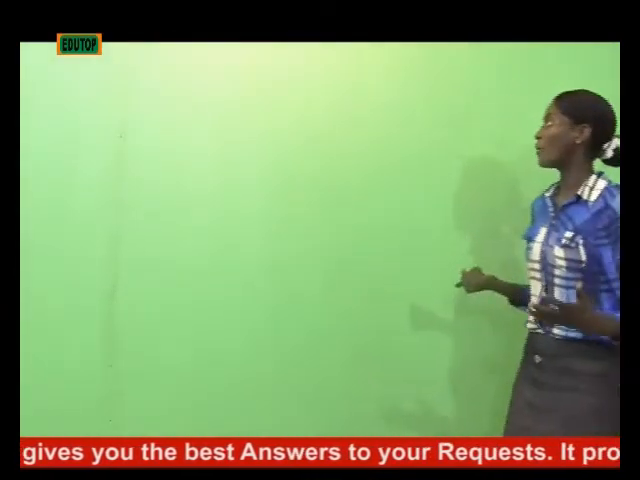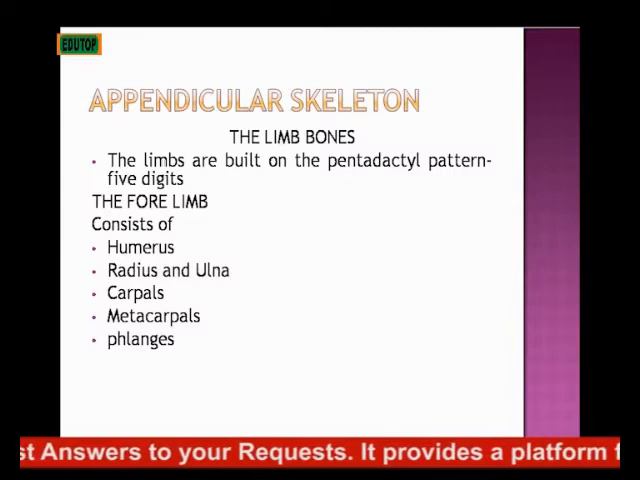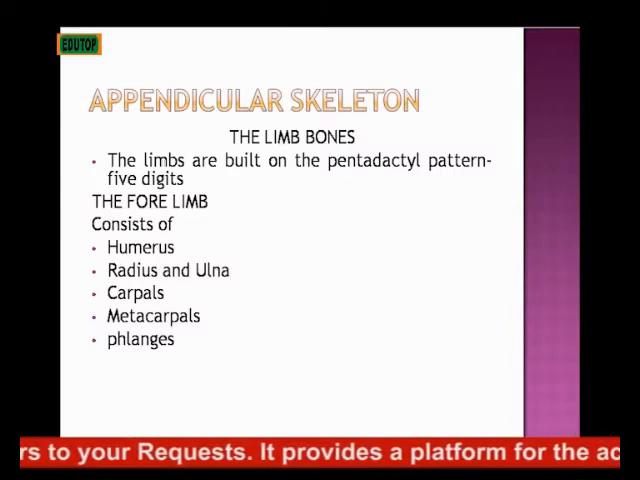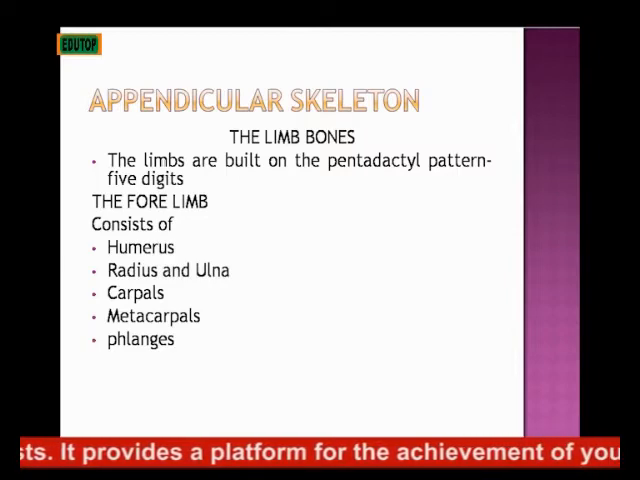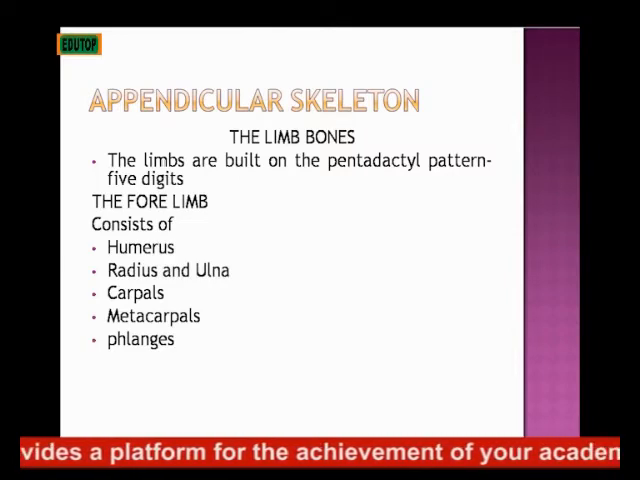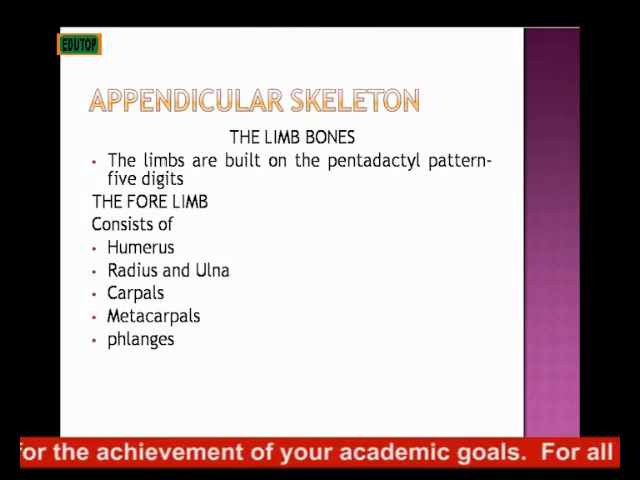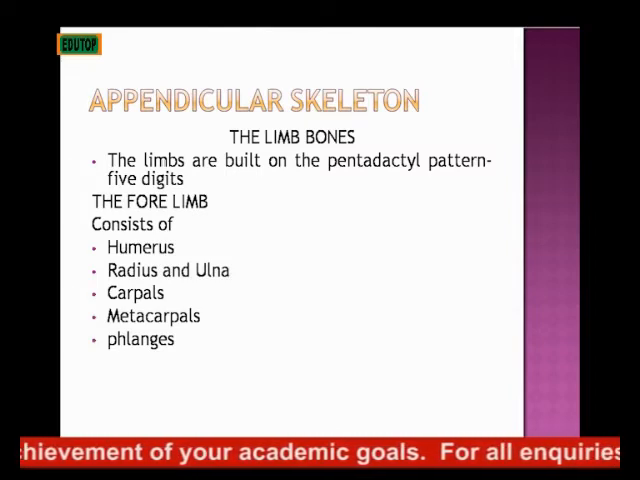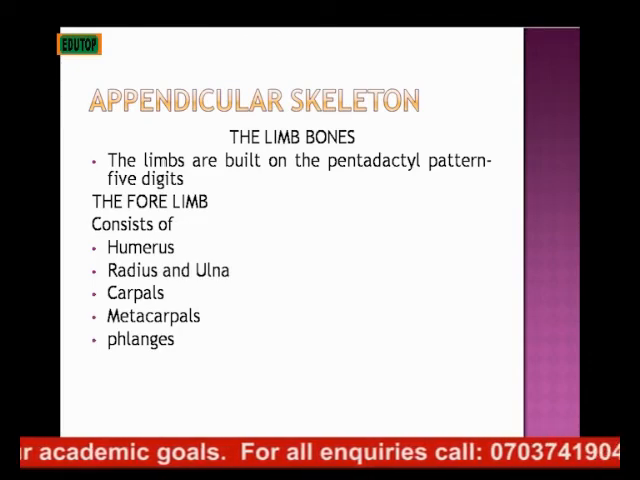So we talk now about the limb bones, the fore and the hind limbs. The limb bones are basically built on the pentadactyl pattern. That is the 5-digit pattern. You know, the hands, the fingers are 5, the toes also are 5. So we have the forelimbs and the hind limbs.